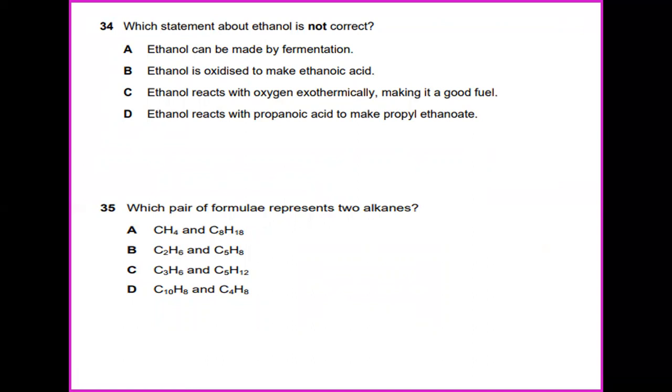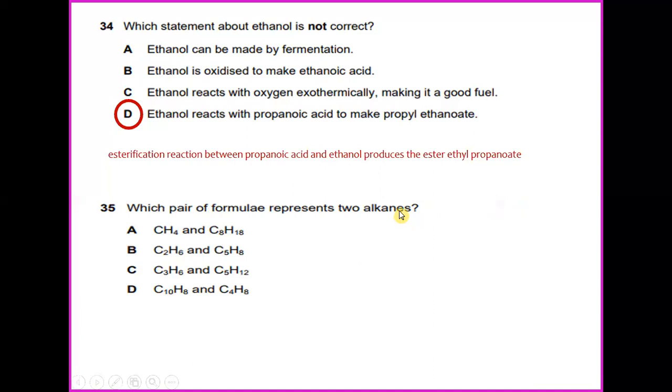Which statement about ethanol is not correct? Esterification reactions between propanoic acid and ethanol will produce the ester ethyl propanoate. So the statement which is not correct for ethanol would be that ethanol reacts with propanoic acid to make propyl ethanoate. In actual fact, it produces the ester ethyl propanoate, not propyl ethanoate. So the answer for number 34 is D.